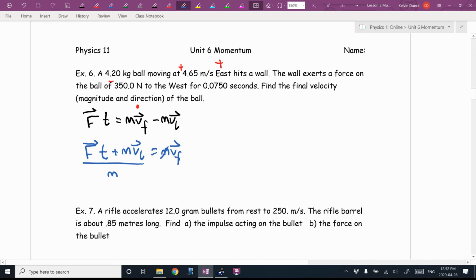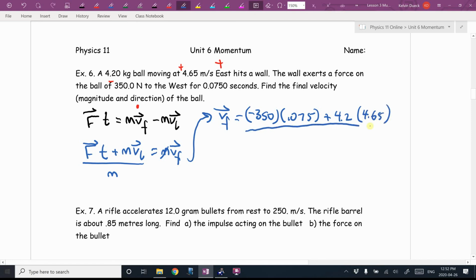Here is yet another equation for final velocity. Don't try and memorize it. I'm teaching you how to derive these so you don't have to memorize them. Apparently, the final velocity is going to be the force, negative 350, times the time, 0.075, plus the mass, 4.2, times the initial velocity, positive 4.65, all divided by the mass, 4.2.